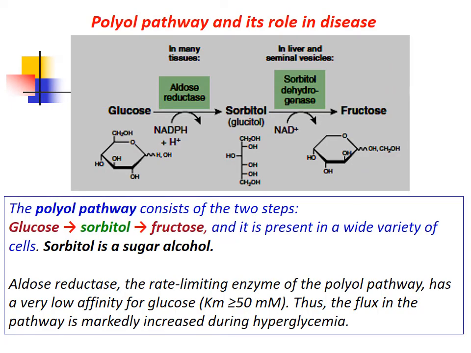Polyol pathway and its role in disease. The polyol pathway consists of 2 steps. Glucose is converted to sorbitol and sorbitol is converted to fructose, and it is present in a wide variety of cells. Sorbitol is a sugar alcohol. Aldose reductase is the rate-limiting enzyme of the polyol pathway. It has very low affinity for glucose. Thus, the flux in the pathway is markedly increased during hyperglycemia.